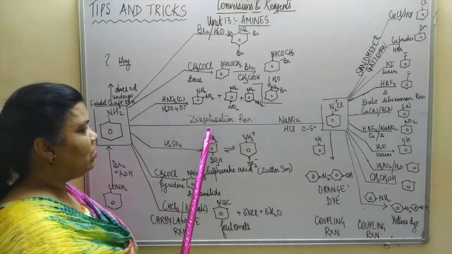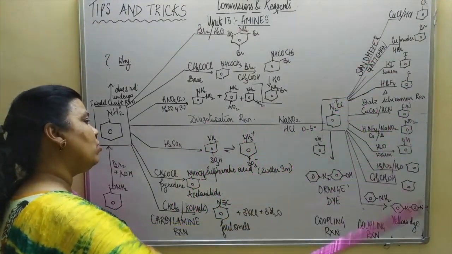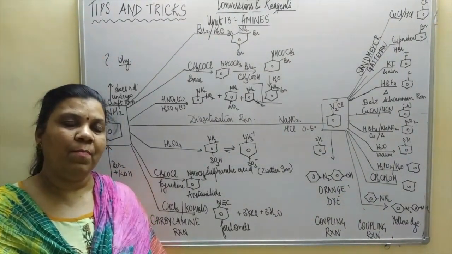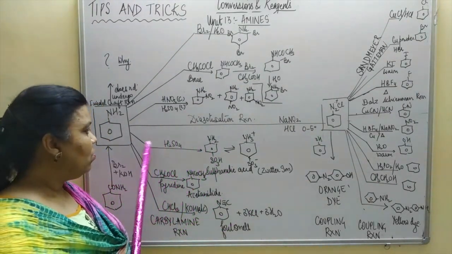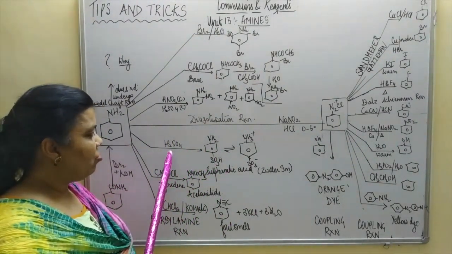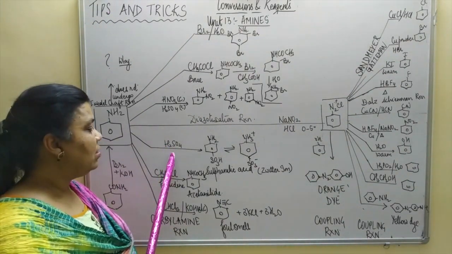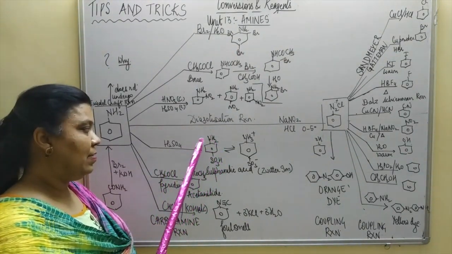Next reaction is diazotization. We will come back to this reaction because in continuation we will study all the chemical reactions of benzene diazonium chloride or the diazonium salts. So let us first take this reaction, that is sulfonation. When you treat aniline with concentrated sulfuric acid, you get sulfanilic acid.